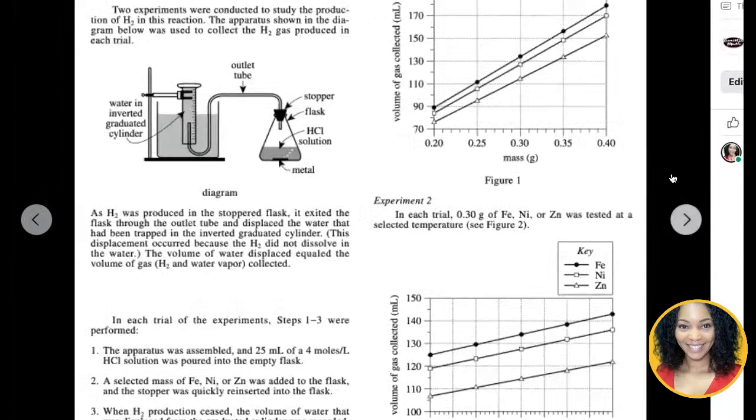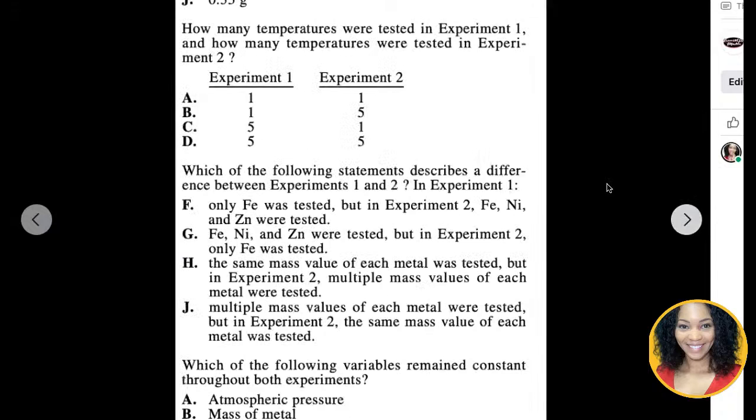Okay. So we just need to go back to our answer choices and say which one has a 1 for experiment 1 and a 5 for experiment 2, and that's B. Right? And again, I've answered a question without looking at the passage and unnecessary information.